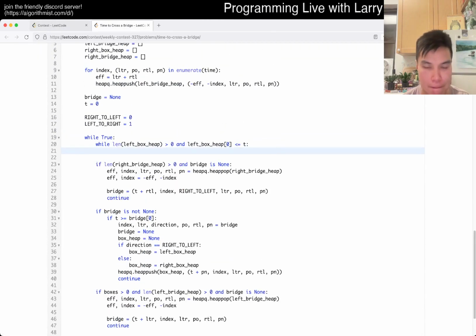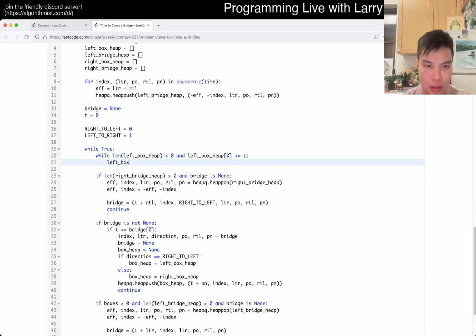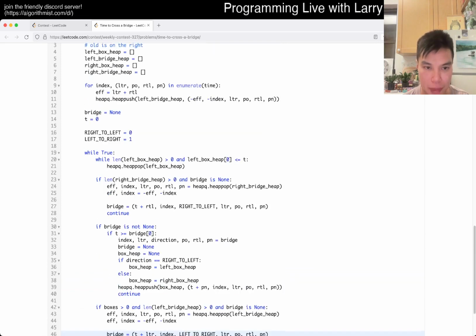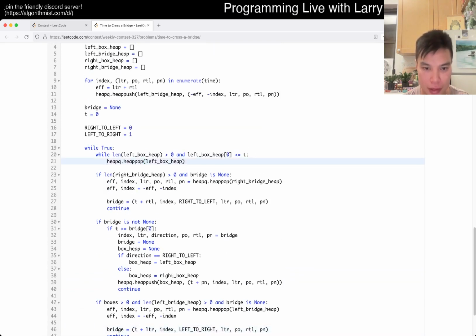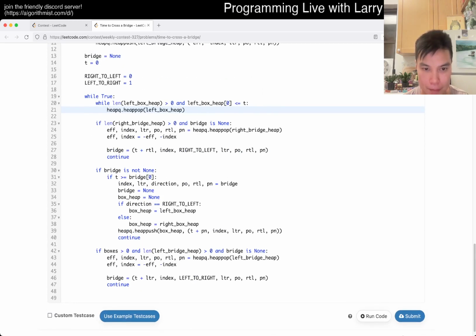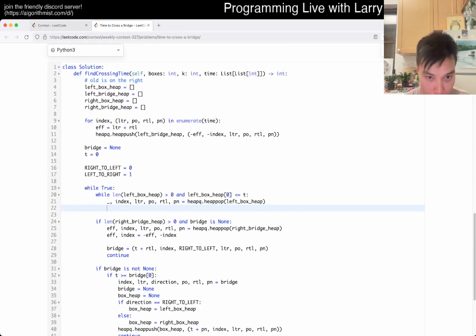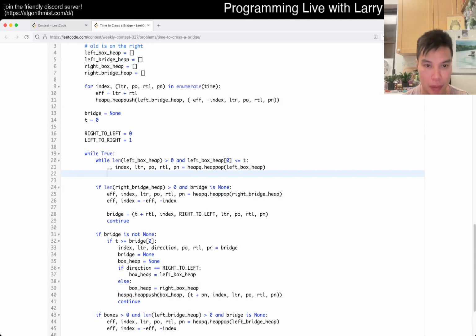Still no one. While this is true, this better not time out because that would be really sad. Oh, I have to do direction here, and this is left to right. Okay. Right, because it's a left bridge heap. And now, if the left box is done, then we pop it. What do we put in the left box heap? This thing. So it's time, index. I guess index could have been okay, because we don't really need to sort by all these other things. Mistakes we made. Might refactor it later. Okay, so now we pop it and then we put it into the left bridge heap.